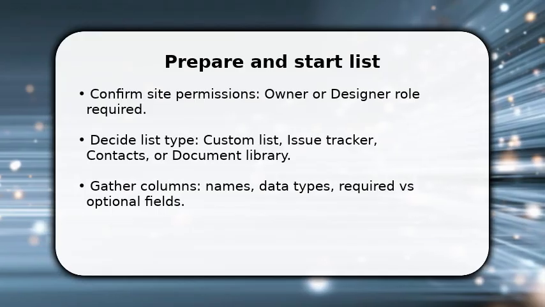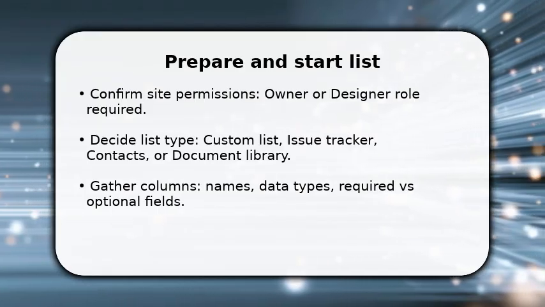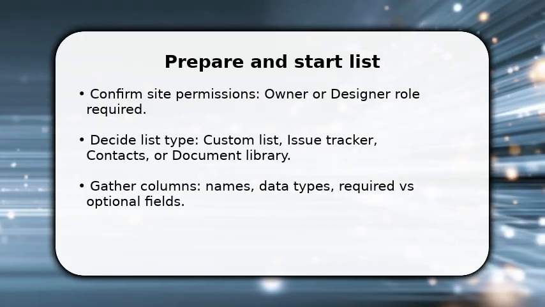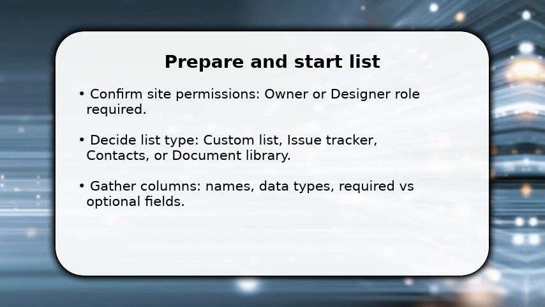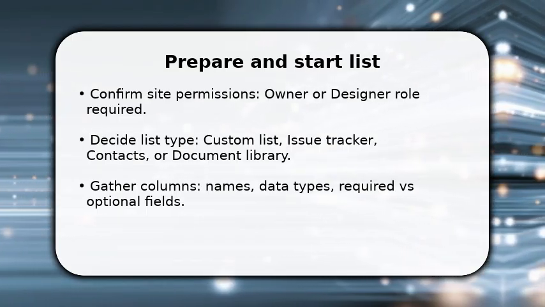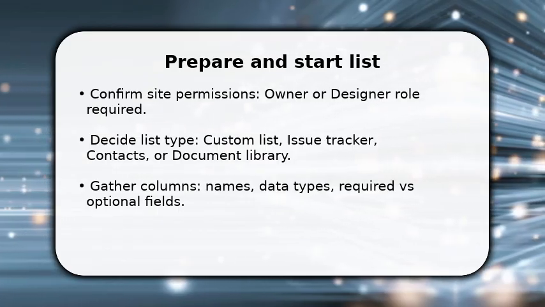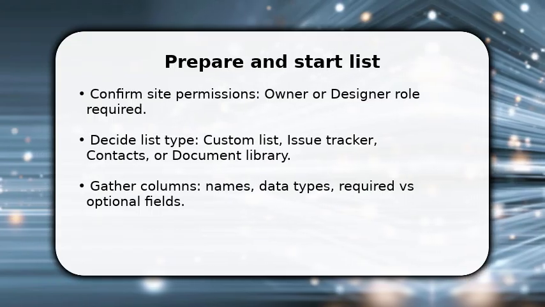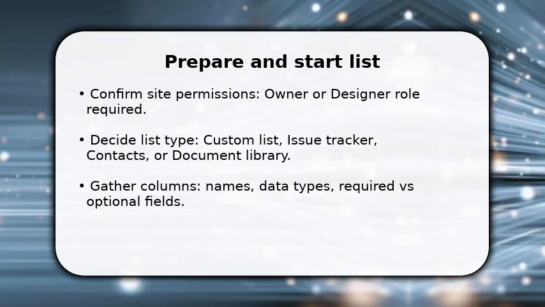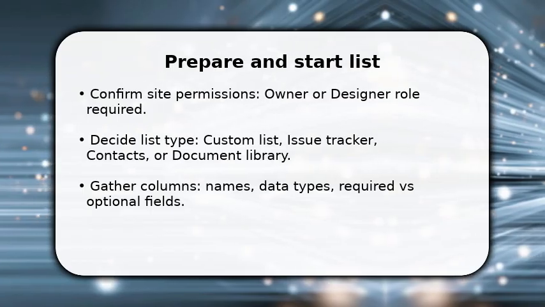You have permissions, so begin by opening the SharePoint site and selecting Site Contents. Click New and choose List to start a custom list. This gives you a clean structure and control. Name the list descriptively and add a short description so others know its purpose. Once done, set navigation visibility and choose whether to show in Site Contents.